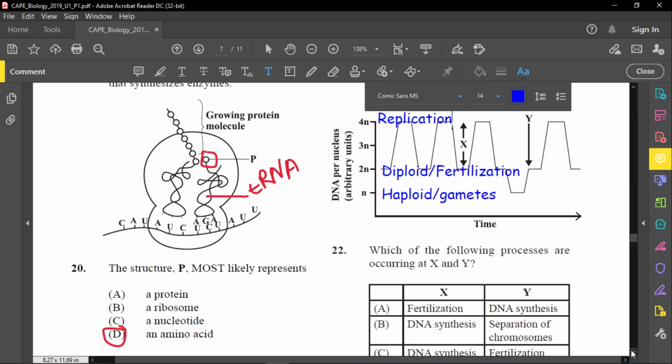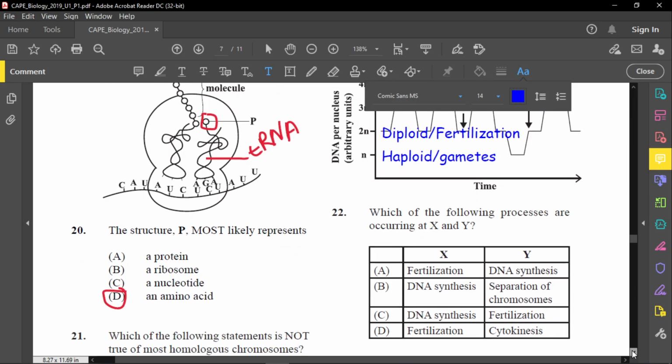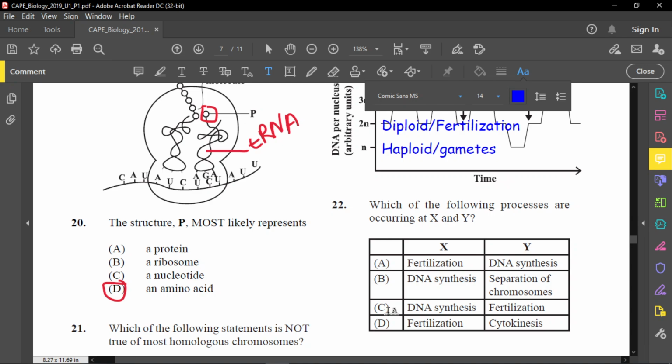So when we talk about X, it is going to 4N. So 4N is when you have replication taking place. That's the first thing you have to think about right there. So that is when DNA is synthesizing. So X is fertilization. Y is when you have the DNA synthesizing. So this is going to be your answer right here. C is the correct answer.